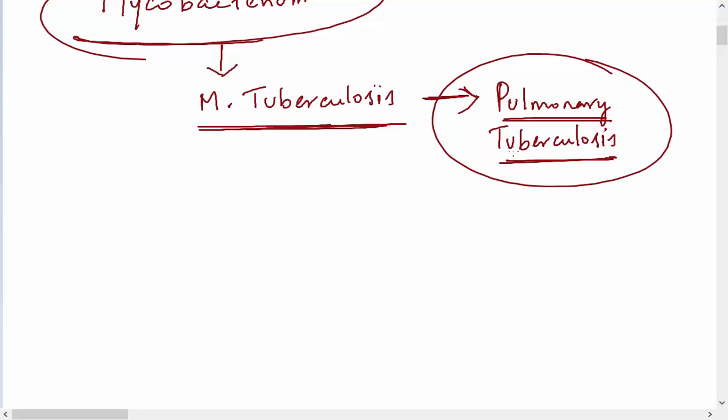So I told in the beginning itself we have different types of mycobacterium. Another mycobacterium is Mycobacterium bovis. Okay. This Mycobacterium bovis is nowadays not seen much because most of the governments have strict criteria in processing the milk.